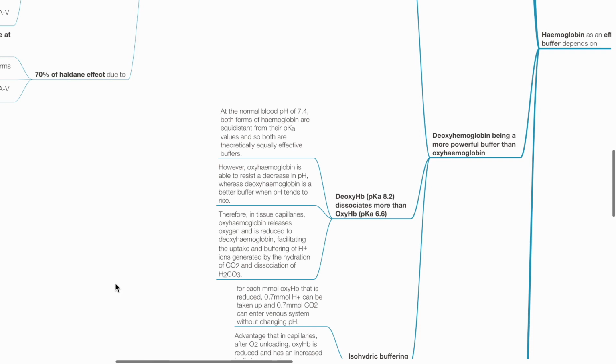However, oxyhemoglobin is able to resist a decrease in pH, whereas deoxyhemoglobin is a better buffer when pH tends to rise. Therefore, in tissue capillaries, oxyhemoglobin releases oxygen and is reduced to deoxyhemoglobin, facilitating the uptake and buffering of hydrogen ions generated by the hydration of CO2 and dissociation of H2CO3.